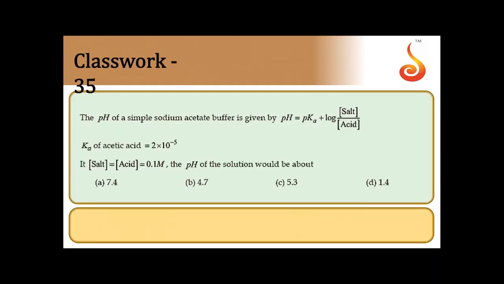35. The pH of a simple sodium acetate buffer is given as pH is equal to pKa plus log of salt by acid, and Ka is given to us. Now if the salt is equal to acid is equal to 0.01 molar, what is the pH of solution? First of all, we need to find the value of pKa. Ka is given to us as 2 into 10 to the power of minus 5. From this we can get the value of pKa.